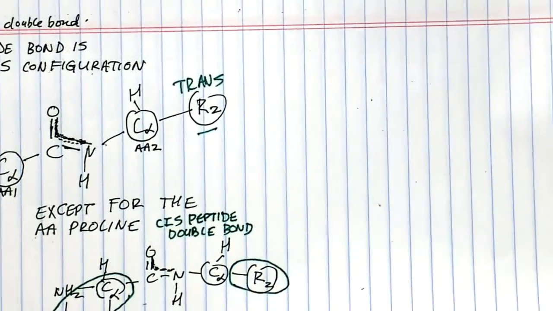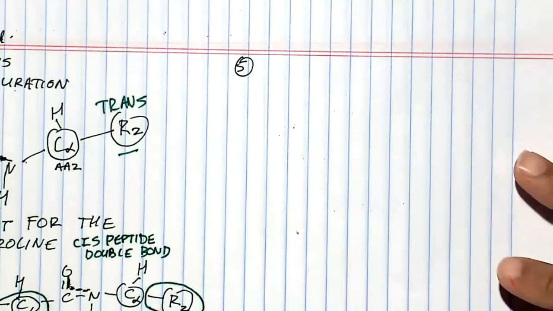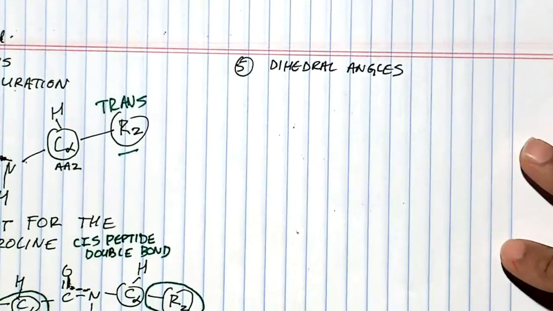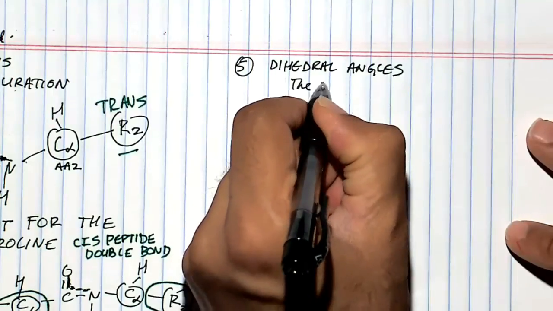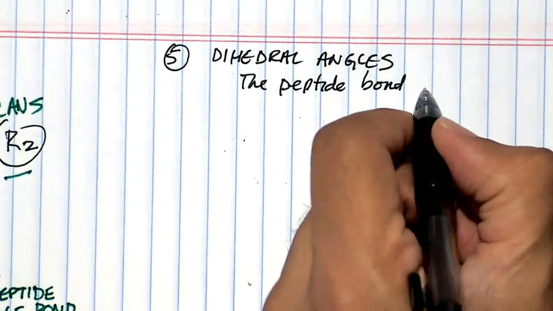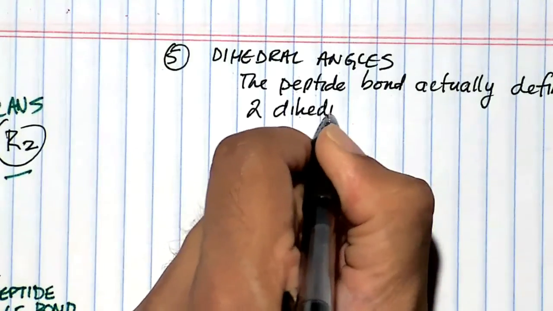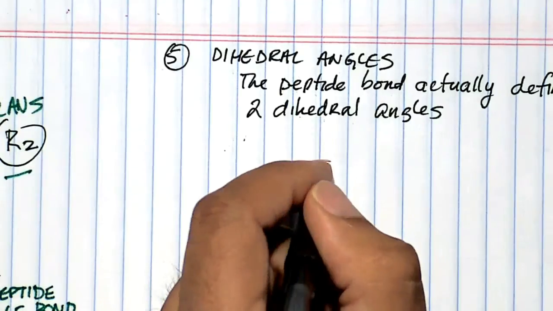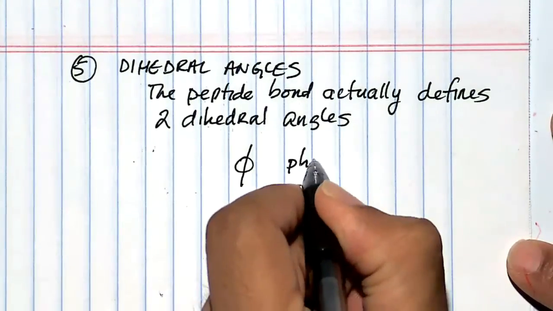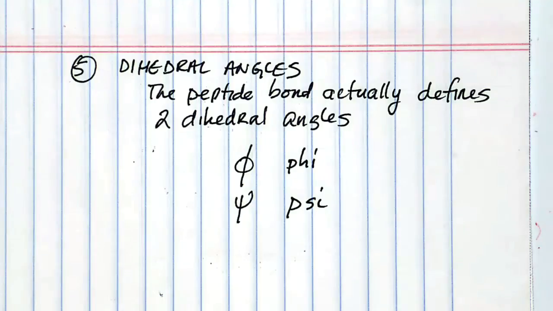The final point, the fifth point that I want to mention with the characteristics of the peptide bond, requires you to understand this concept of dihedral angles. The peptide bond actually defines two dihedral angles. So the peptide bond, let me just zoom this in a little bit here. And those angles are called phi and psi. Phi is going to have this symbol, it's from Greek, and then psi, kind of like that pitchfork, is going to have this Greek symbol.